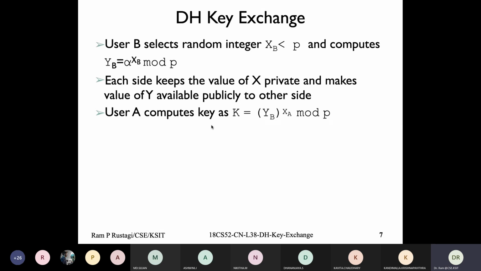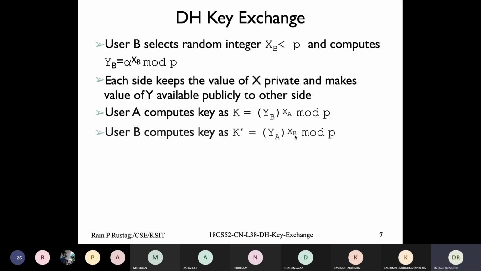Now what user A does is, user A gets the value YB. YB was the value computed by user B. This value is sent to A, and YB could be seen by everybody. Then user A does YB raised to power XA. XA is known only to user A. XA is not known to any other user, it's only to him.